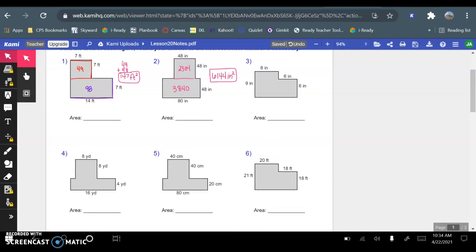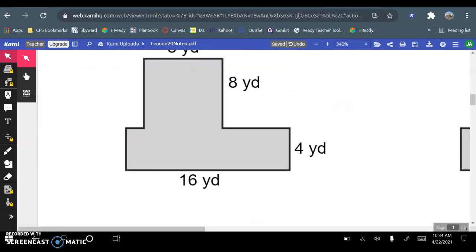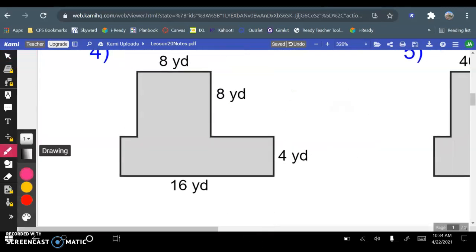Okay. One more here. Let's do this one. I'm going to cut right here. Again, the least amount of spots, least amount of pieces that we make when we do the cut, the easier problem will be.